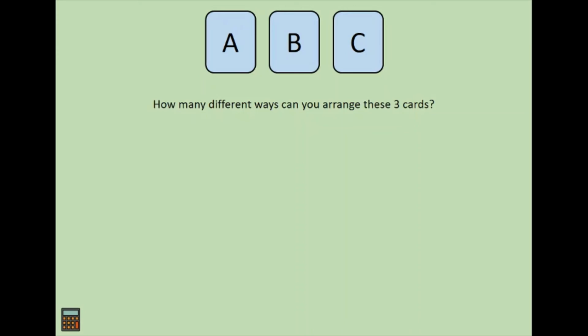So I'd like you now to come up with how many different ways you can arrange these 3 cards. So pause it, and if you need to, you could write out the different options, but there's a much faster way I'm hoping you'll use.